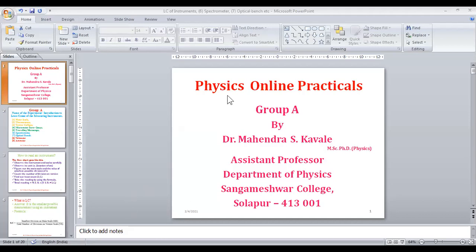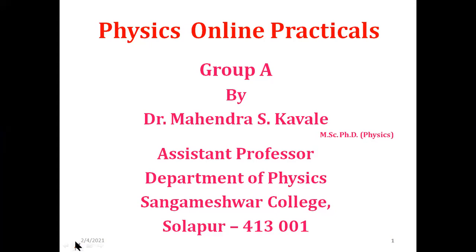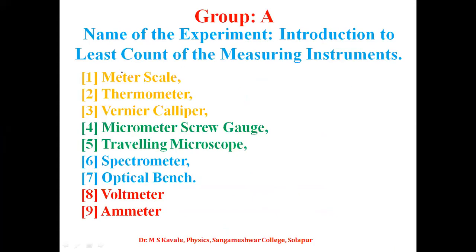So today we are going to learn the next instrument of the same practical, that is least count of the instruments. In the last videos we have covered meter scale, thermometer, vernier caliper, micrometer screw gauge, and traveling microscope. Now today we are going to study the spectrometer.